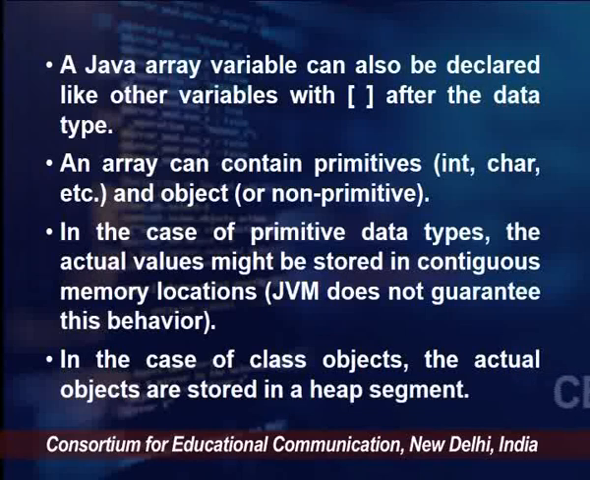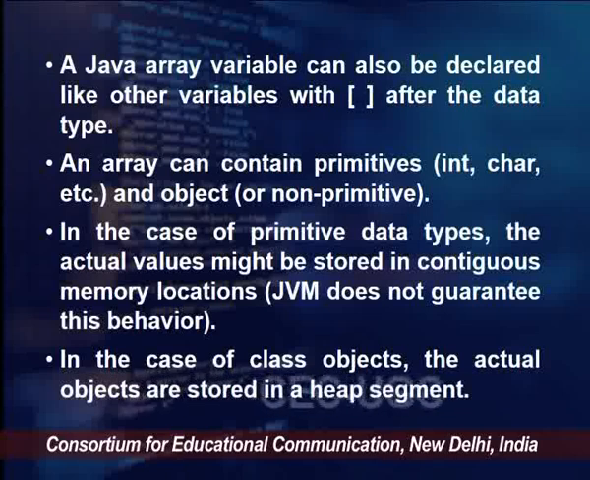Now a Java array variable can also be declared like other variables, with square brackets after the data type, that we have already seen in our example. So here if we say int days as an example, we can also write it as int, then the square brackets, and then we can write the name of the array, which is days. So that is also possible.